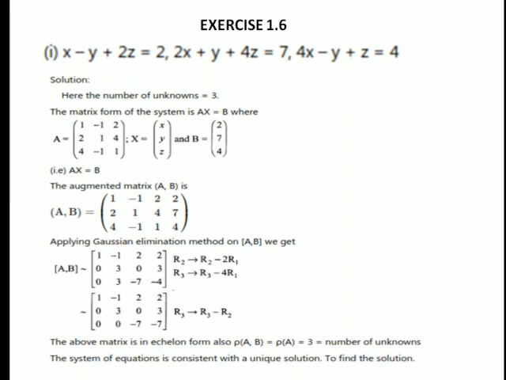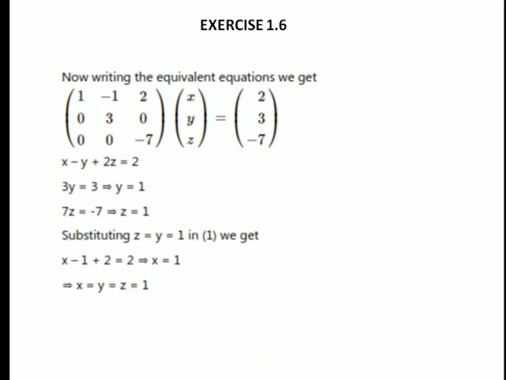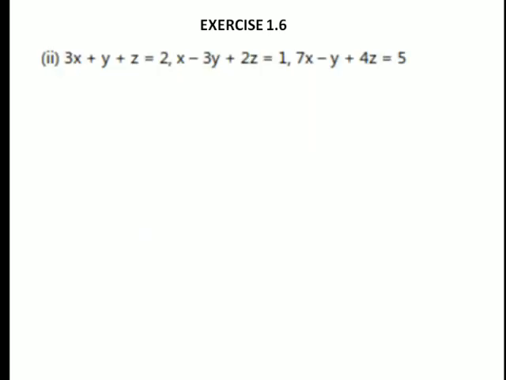To find the solution, now writing the equivalent equations, we get from the second equation y value is 1. Simplifying the third equation, z value is 1. Then you substitute z and y values in the first equation, you get the x value also 1. So x value equal to 1, y value equal to 1, z value equal to 1.